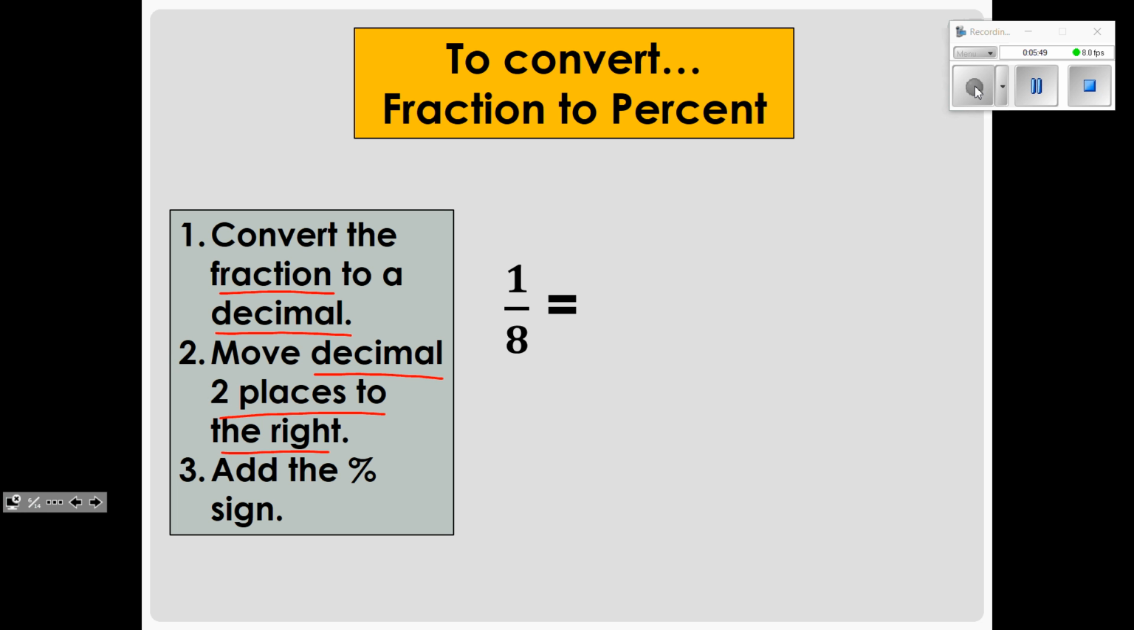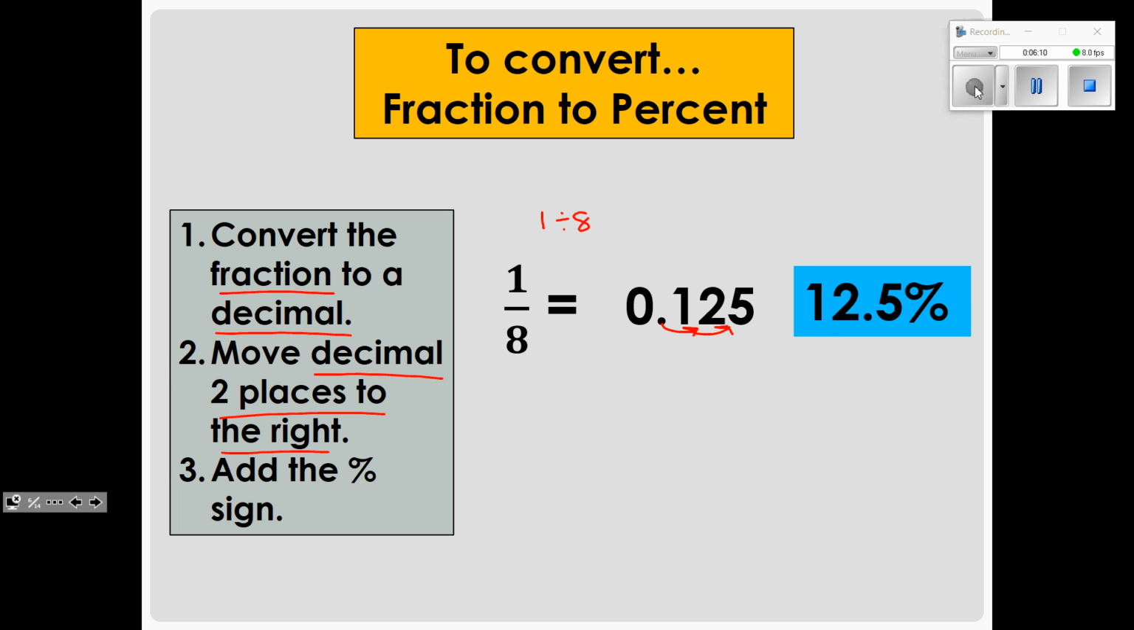1/8, to turn that into a decimal, you would take your calculator and go 1 divided by 8. Or if you know eighths, you're counting by 125 one time, which is 125 thousandths. There's your decimal. To turn the decimal into a percent, we multiply times 100 or move the decimal over 2 places, and it would be 12.5%.